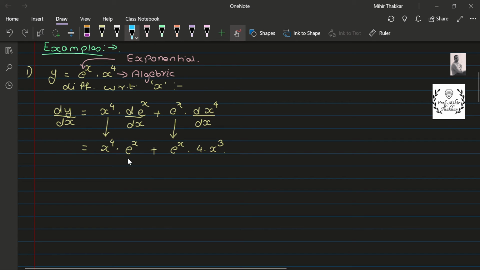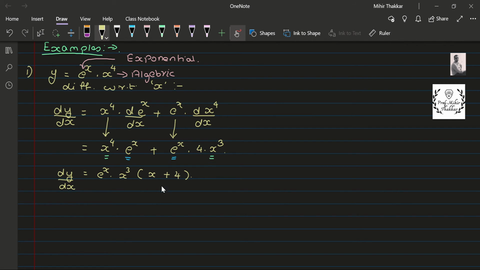And in order to give the simplified answer, I can take out e raised to x common from both terms, as well as x cube common from both terms. So if I take out the common elements, I get the answer as e raised to x into x raised to 3. I will still be left with one x over here, and e raised to x is outside, x raised to 3 is outside, so I am just left with the value 4. That finishes your value for dy by dx. Isn't it very simple, guys?